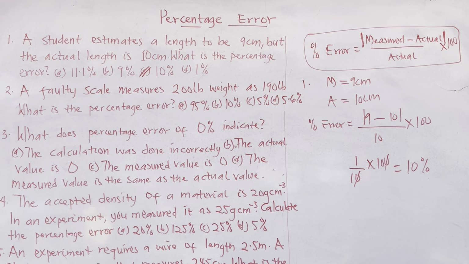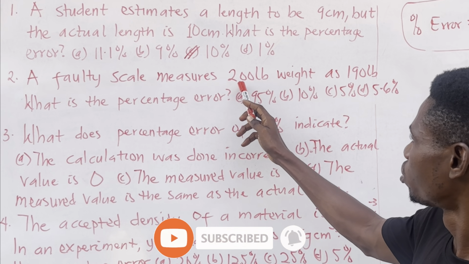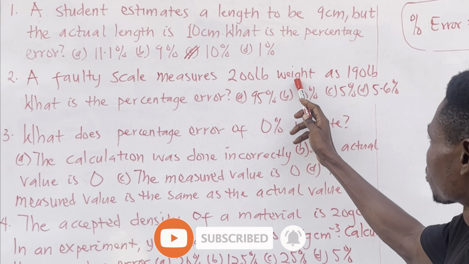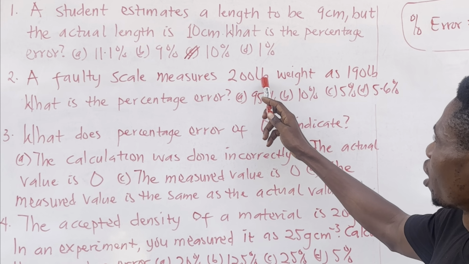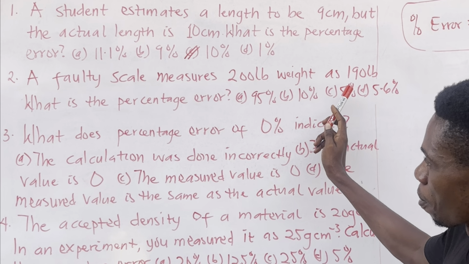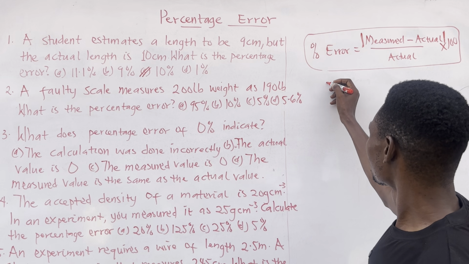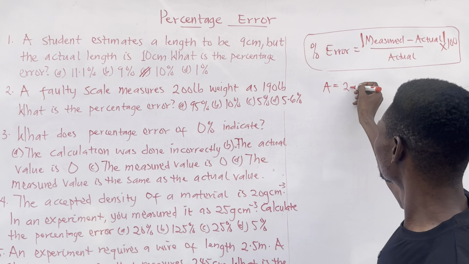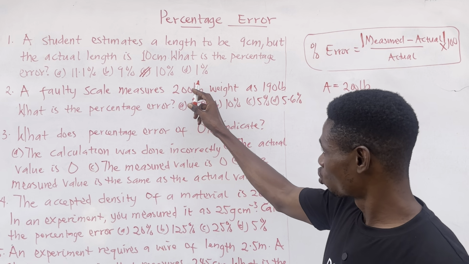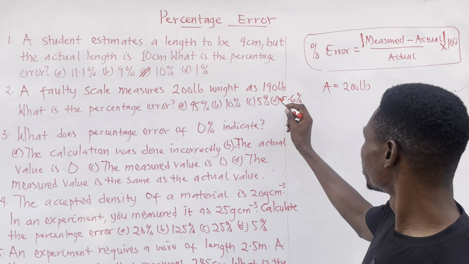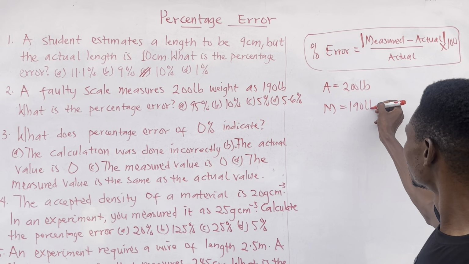Now let's look at number two. Number two says, a faulty scale measures 200 lb weight as 190 lb. What is the percentage error? Straightforward again. So actual is 200 lb, right? And then the faulty scale measures this 200, which is the actual, as 190. So measured is 190 lb.